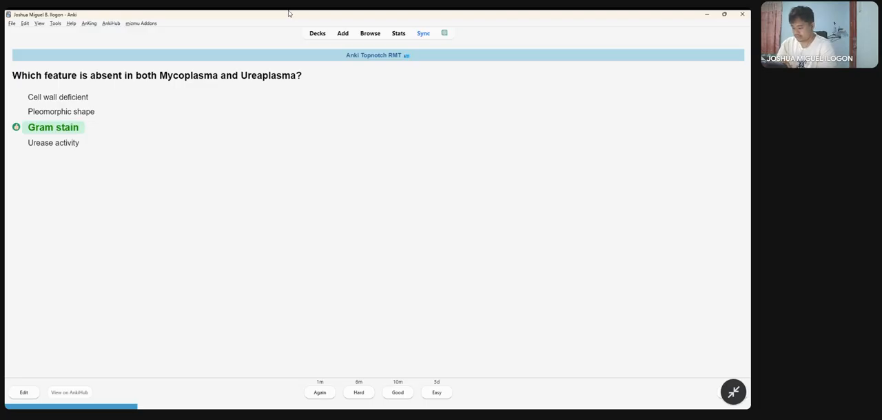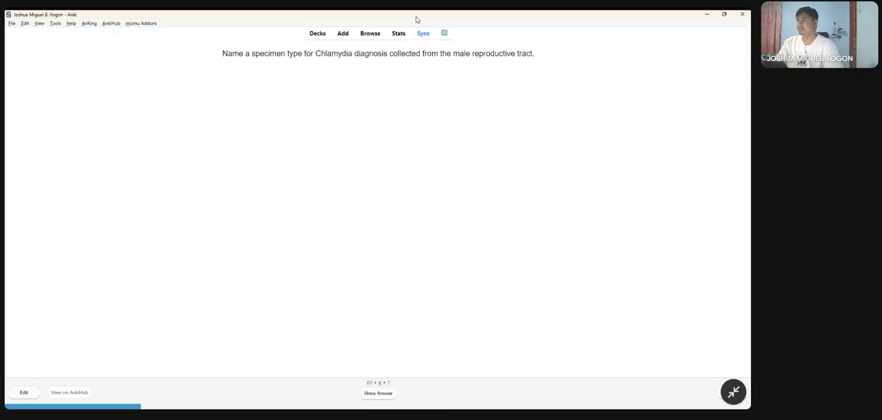Cell wall is negative. Pleomorphic? No, they're not. They're positive. Positive for cell wall deficiency. That's your genital secretions or your bacterial aspirates. That's your staining, Dienes.